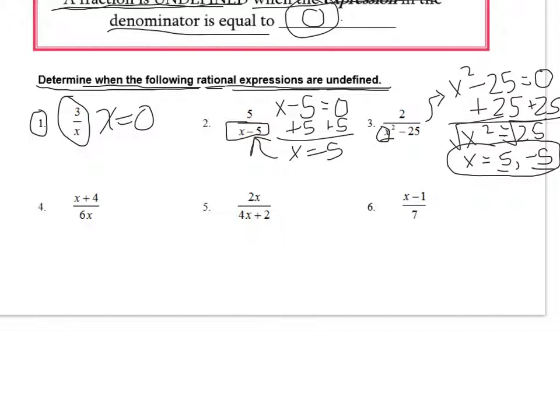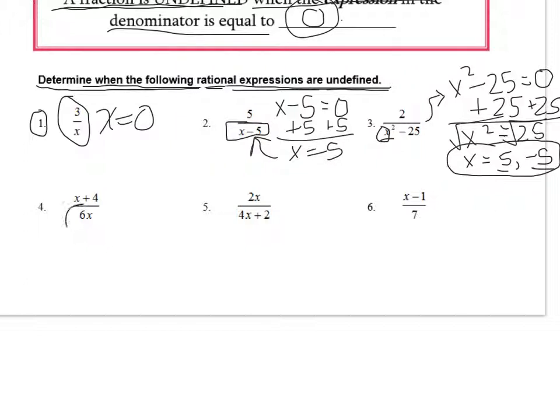Now this next one, you'll notice there's a variable in the top. And a lot of students will make the mistake of saying, oh, what makes this undefined? Well, it would be x equals negative 4. Like I said before, it doesn't matter what's in the top of a fraction. The top of a fraction is not the part of the fraction that makes the fraction undefined. It's only the bottom you need to consider when you're asked about undefined fractions.